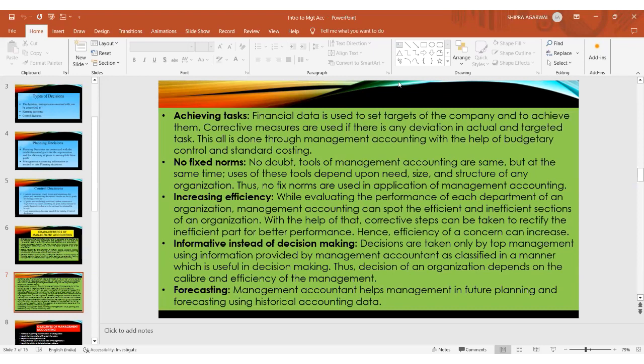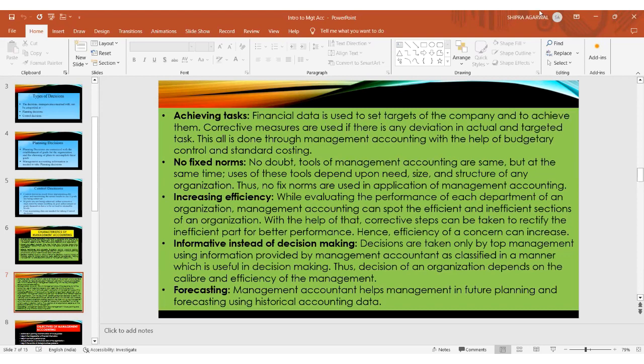He might show it in a graph. So whatever way the concerned people require the information, that way it will be presented, right? Whatever decision the organization has to take depends upon the caliber and the efficiency of the management. Only the management accounting department is not held responsible for this, because the management accounting department can only provide you the information. The decision has to be taken by the management people, or you can say the top hierarchies of the organization. Next is forecasting.